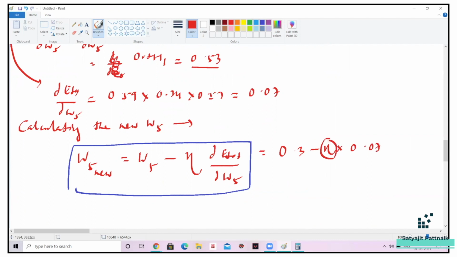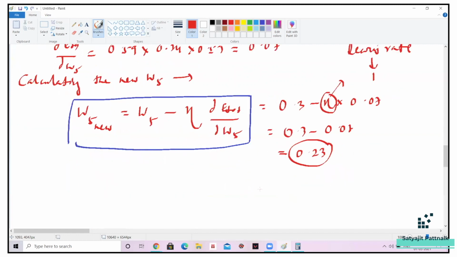This eta is my learning rate. If I define it as 1 or else 0.5, up to you. Let's define it as 1. So 0.3 minus 0.07. So what is the final value? 0.23. So this is the new weight of W5. The old weight was 0.3. Now the new weight is 0.23.